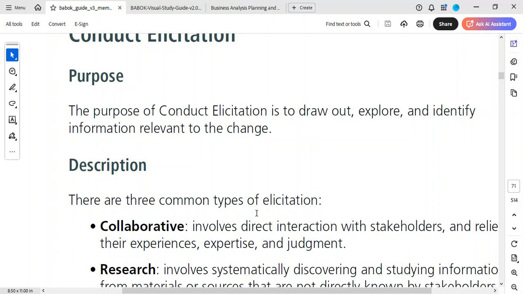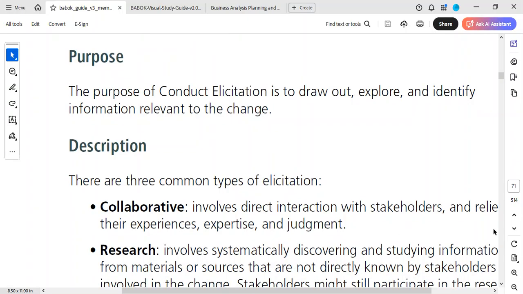So when you're now drawing out, you explore. Okay, we have all these good ideas. Okay, let us explore them. Let us deep dive into them and know which one would be of importance or will be relevant to what we want to do with it. Right, and then you identify information relevant to the change. Good. So I hope we're all on the same page.